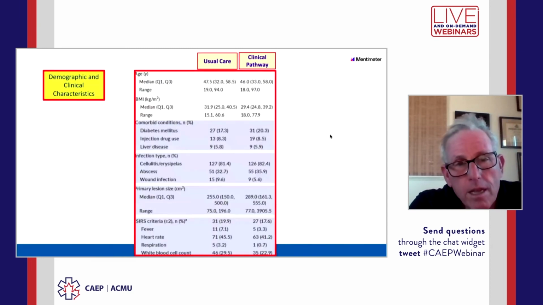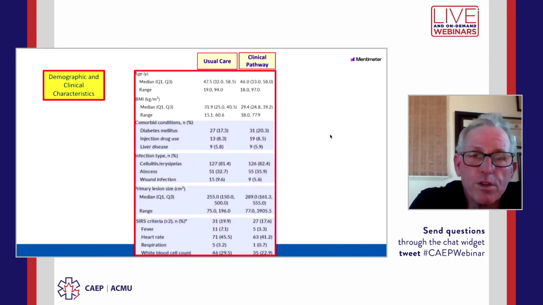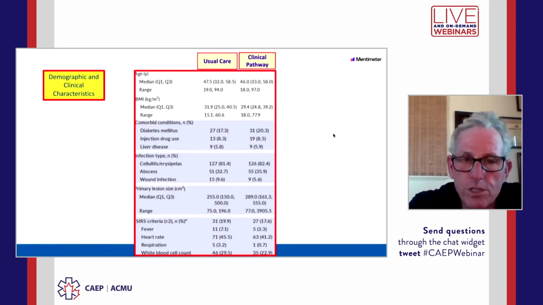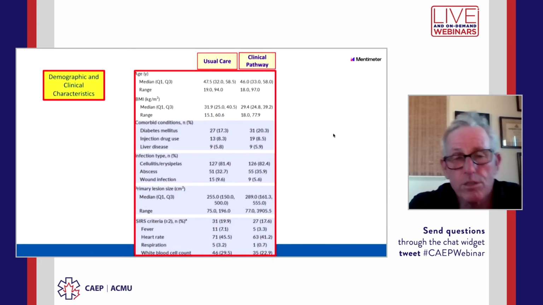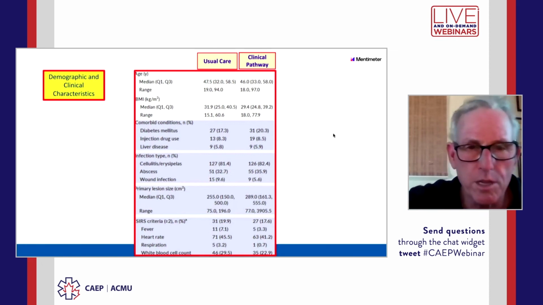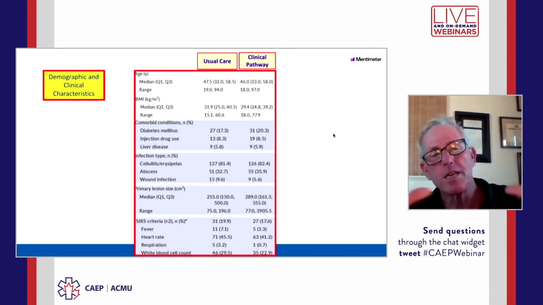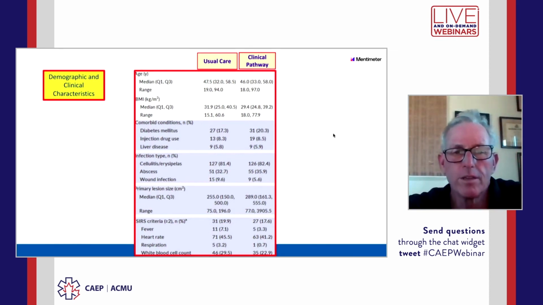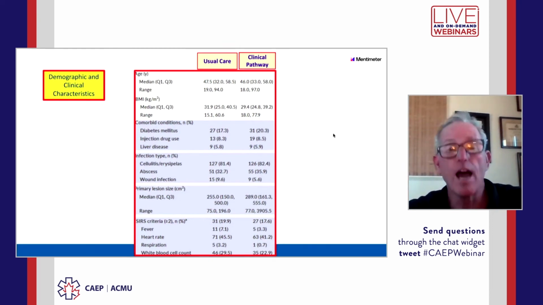Next slide. And these are the characteristics of the groups. They were comparable in each phase of the study. Average age was about 50, and these tended to be larger people. So the median BMI was about 30 or 32, about 20% had diabetes. Most common skin infection was, just like we're talking about, cellulitis. And the median, sort of the middle size, was the size of an iPad.